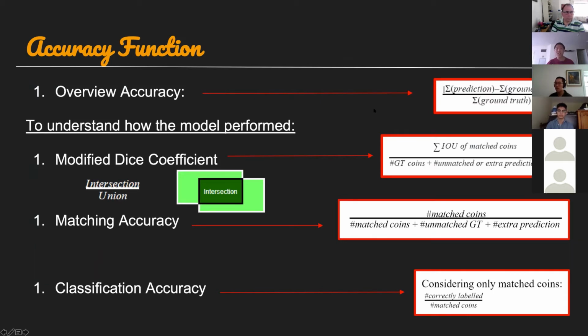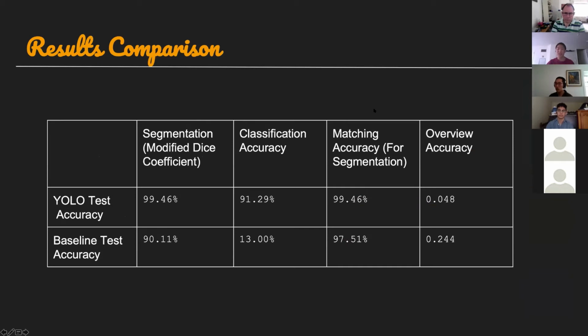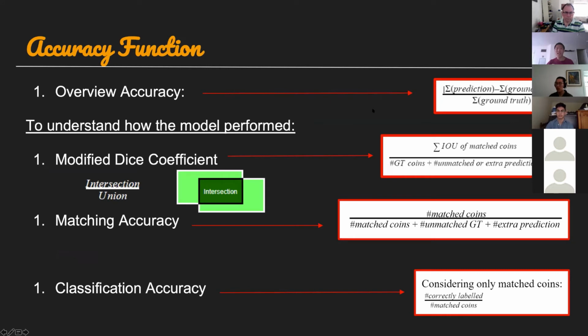To better understand the model's performance for the overview accuracy, we break it down into the segmentation and the classification accuracy. The segmentation has 2 portions. The modified dice coefficient uses the intersection area over the union area to give a measure of how good a fit a prediction box actually is with its ground truth box. On the other hand, the matching accuracy is a measure of how well YOLO can produce a 1-to-1 matching for each prediction box to a coin.